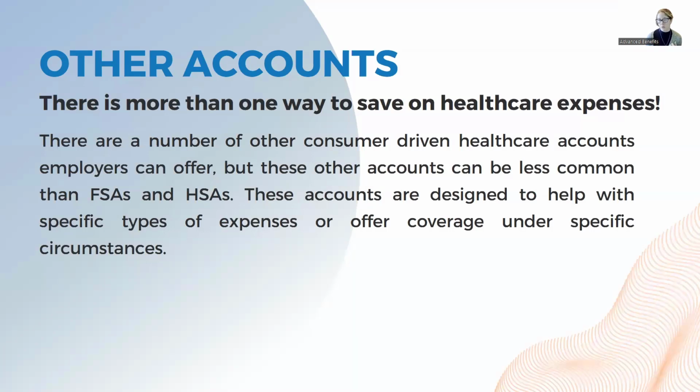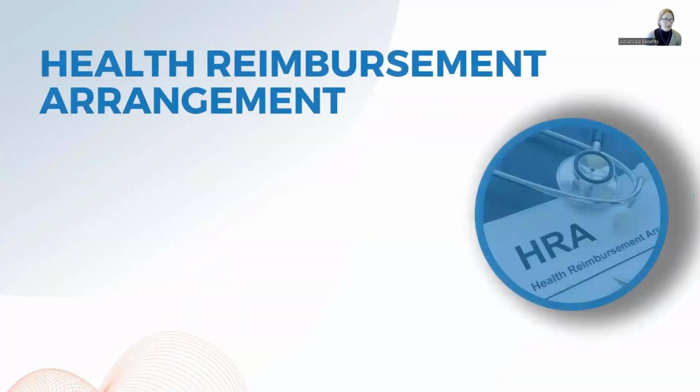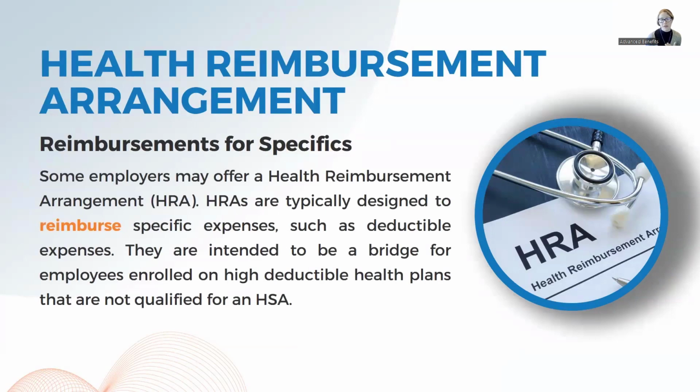But just know that if you have questions about a type of account that we did not talk about here today, that's something that we can talk you through if you have further questions. So these other accounts are put in place by employers who recognize that you may have a specific need for financial assistance with healthcare or dependent care expenses. And so there are different types of accounts that serve essentially as tax vehicles to be able to provide that additional support. So the first one we're going to talk about is the health reimbursement arrangement, also called an HRA.